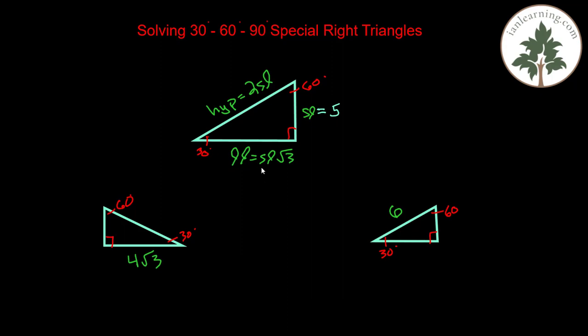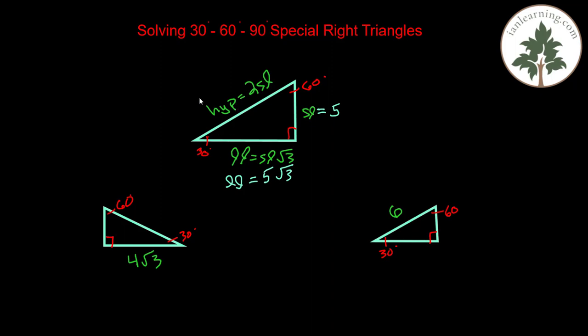Let's now find the longer leg. Well, we know the longer leg is the short leg times square root of 3. Well, we were given that the short leg equals 5. So let's just substitute 5 into short leg. So the longer leg equals 5 times square root of 3, right? Because the short leg was 5. We just substitute that right here. 5 square root of 3.